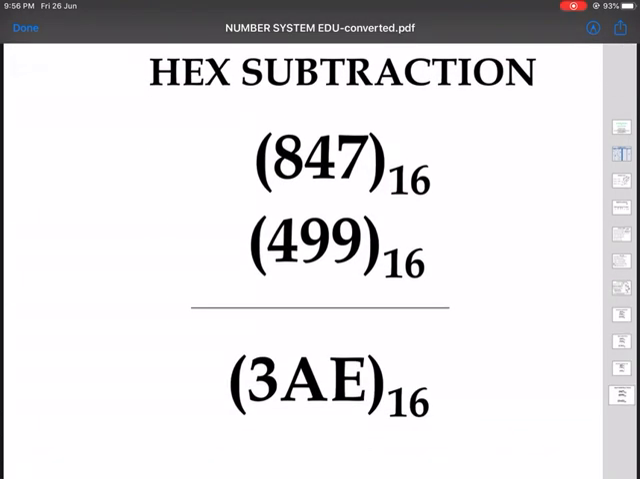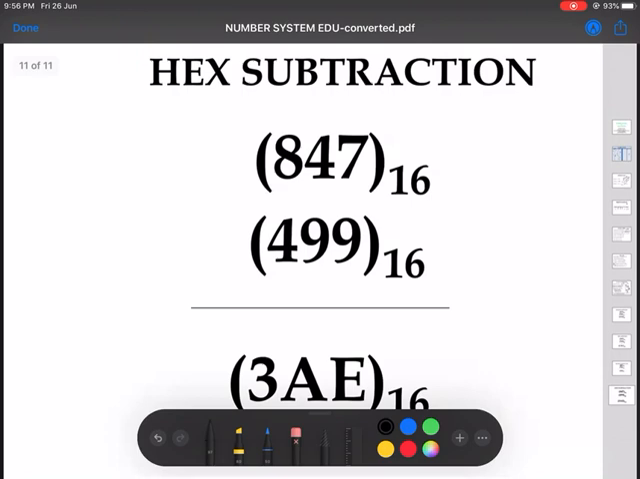Similarly here, whenever we need a borrow, you have to take 16 as borrow. You can clearly see here 7 is less than 9, I cannot subtract 9 from 7, so I have to take a borrow. 16 plus 7 will be 23. 23 minus 9 is nothing but 14, and hence I am getting an E. Now this was 3. Again 16 plus 3 is 19, 19 minus 9 is nothing but 10, which is represented by A. It becomes 7, and 7 minus 4 is nothing but 3.